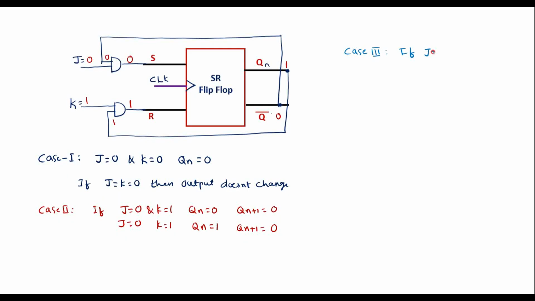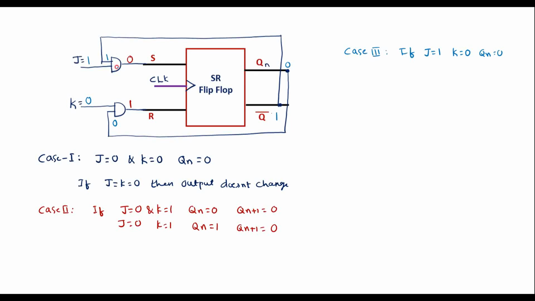If J is equal to 1, K is equal to 0 and Qn is equal to 0. So I'll take Qn is equal to 0, so this will become 1. This 0 will appear here and this 1 will appear here. Here we have taken J equal to 1. Let me take it as 1 and this will be 0.